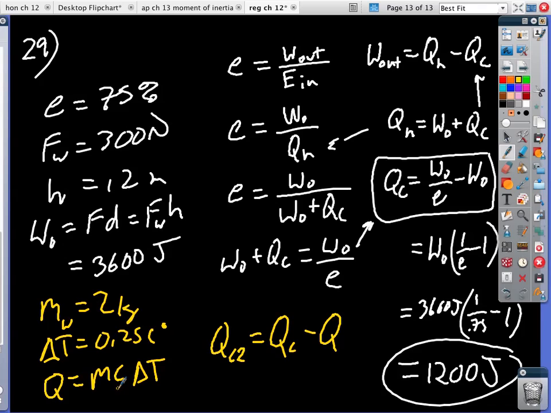If we use 450 here, then we get the mass, which is 2, times 450, which is 900, times 0.25, which gives us 225. Then we subtract 225 from 1200, which gives us 975 joules. So over here, we take our 1200 and subtract the 225 that comes from here, and we end up with 975.